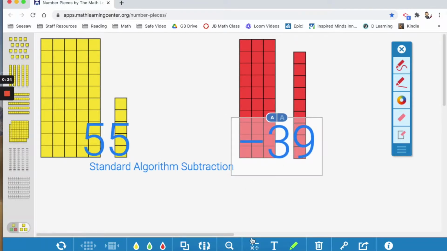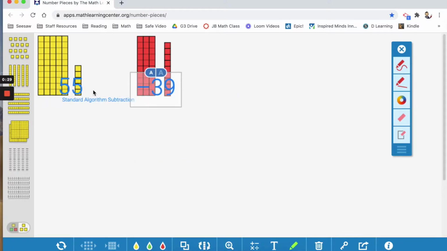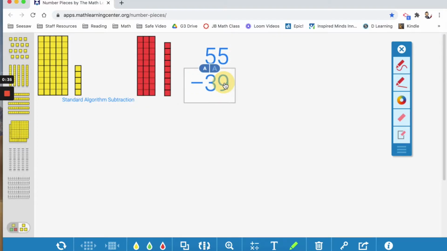So when we use the standard algorithm and we're writing it in our notebook paper, what we're going to do is we're going to stack the numbers. We start with the larger number on top, the amount that we have, and underneath we put the amount that we're taking away, 39. It's really important to make sure that you stack up the 10s above the 10s and the 1s above the 1s. Then you're going to draw a line underneath. This is like the equal sign. Your answer will go underneath.